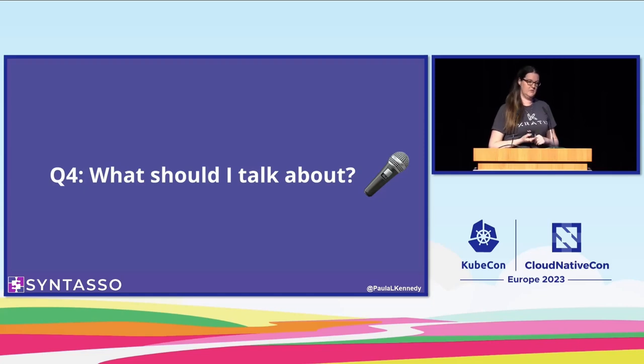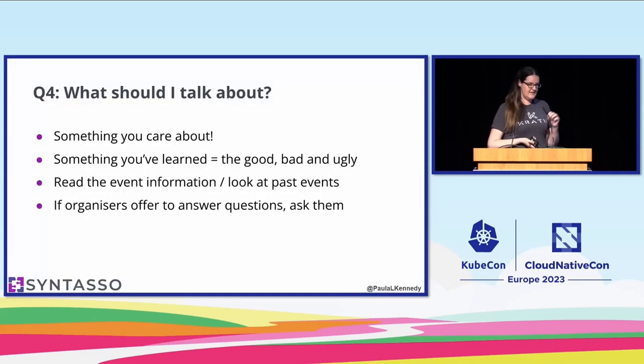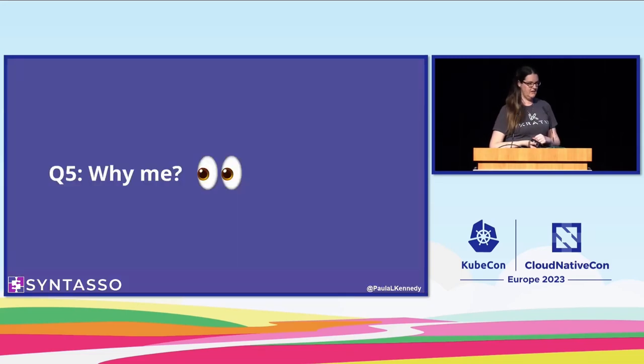What should I talk about? Well, the best talks I've seen are where people talk about something that they're passionate about, something that they care about. It could be something that you've learned. It could be some failure story. Sometimes when things go wrong, those are the best lessons that people are interested to hear about. If you're not sure, but there's an event that you like the look of, you can have a look at past talks and see what other talks have been about. And sometimes organizers will offer to answer questions. If that's the case, you can contact the organizers and just ask what kind of talks would be the best for that conference.